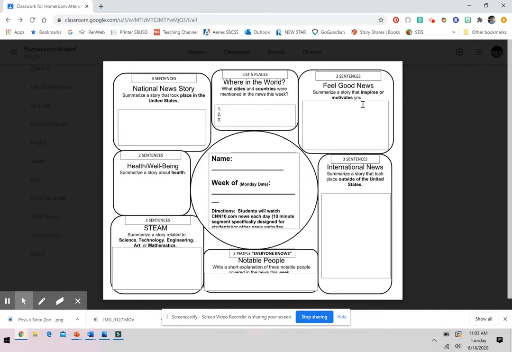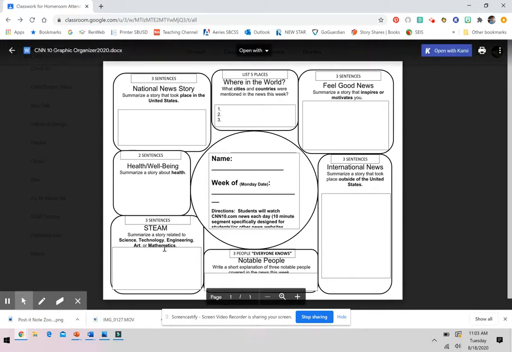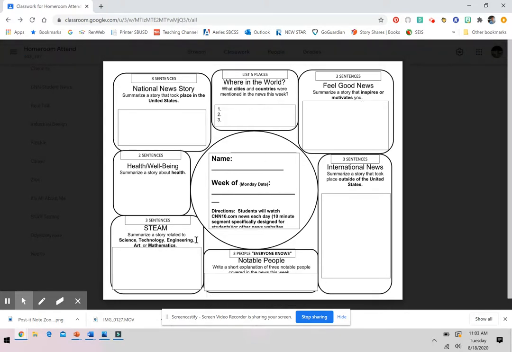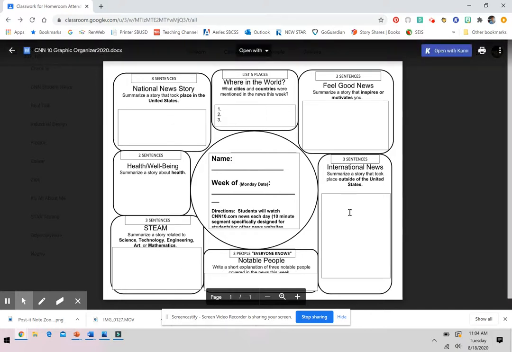Feel good news is something that inspires you or motivates you, or you think it's a pretty cool story. For example, we learned about the oldest panda today. That is a story that can go here. STEAM stands for science, technology, engineering, art, and mathematics. Any story that you come across throughout the week, you can put in here, and it is three sentences. The last three things I've spoken about, or the four corners, are always three sentences.